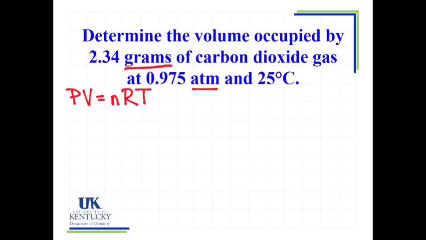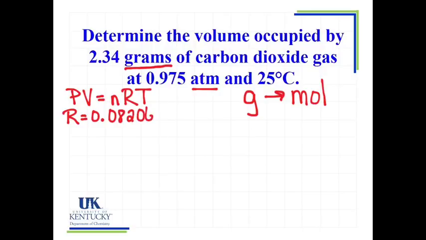Next, we see that the amount of our sample is in grams, but we must put the amount in moles, so we're going to have to convert from grams to moles. The value of R is a constant, 0.08206 liters atmospheres per mole Kelvin. So we'll use that in the equation. And then we have our temperature, which is in degrees Celsius, and will have to be converted to Kelvin.